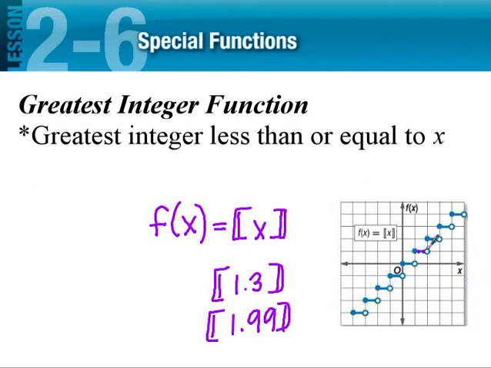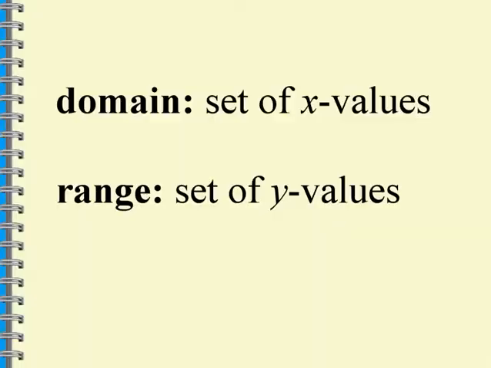The reason why we've got an open circle here is because the greatest integer less than or equal to 2 is 2, so that's why it moves up. But anyway, just be aware of that.